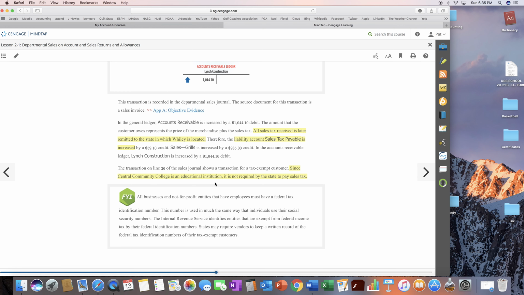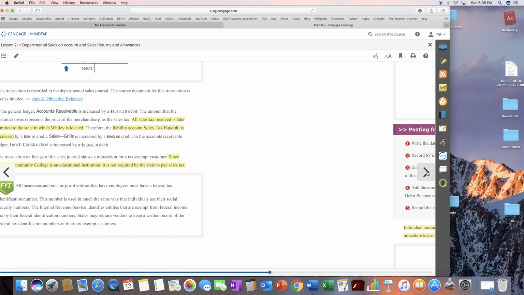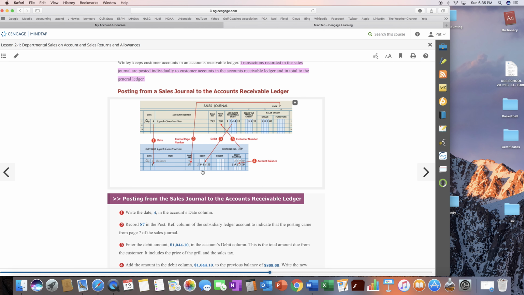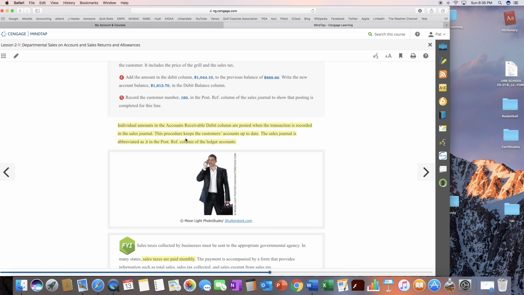Again, they're talking about how the college is not taxed. When you're looking at posting our transactions, individual amounts in accounts receivable to each vendor that is charging items to us will be our services, whatever we got. We're going to post that to their company. We're not going to post these individually. We'll post these special amount column totals. So we'll post the accounts receivable vendor individually, as you can see there. And that's what they're talking about here.